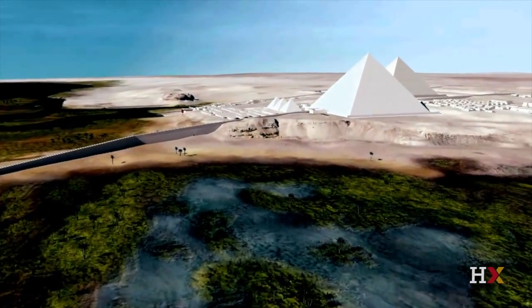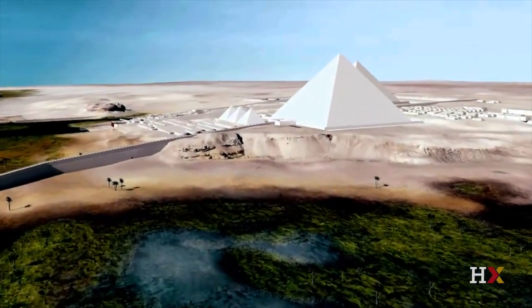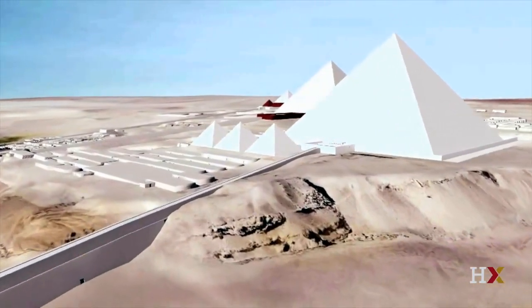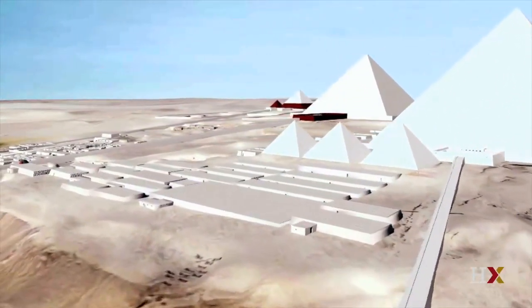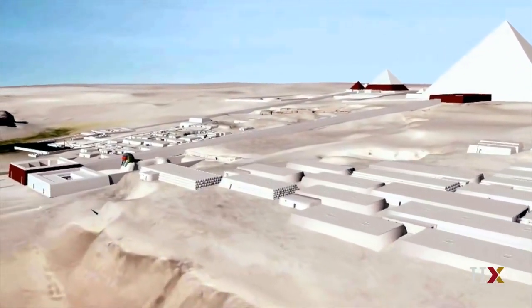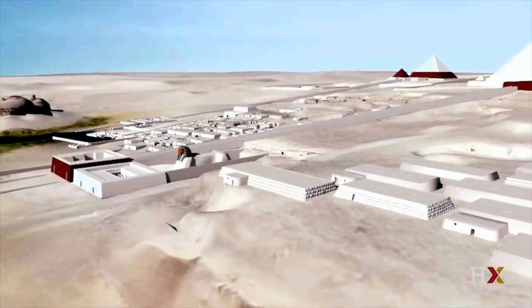So here is our model of the entire Giza necropolis. You'll see we've had to remove modern structures and excavators' debris dumps. We studied the Nile, and we had to move it much closer to the Giza pyramids because in antiquity the Nile did flow closer. And we've tried to rebuild each and every structure.